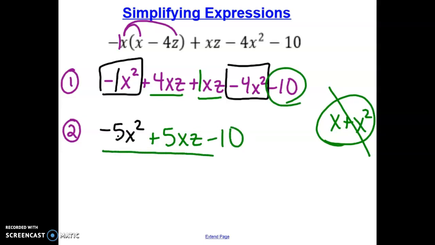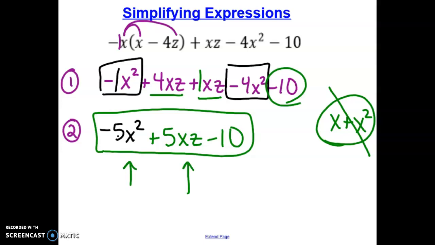You know you're done and have your final answer when you have one of each type of term. We have one x squared term, we have one xz term, and we have one constant. We have nothing else to combine. That is our final answer.